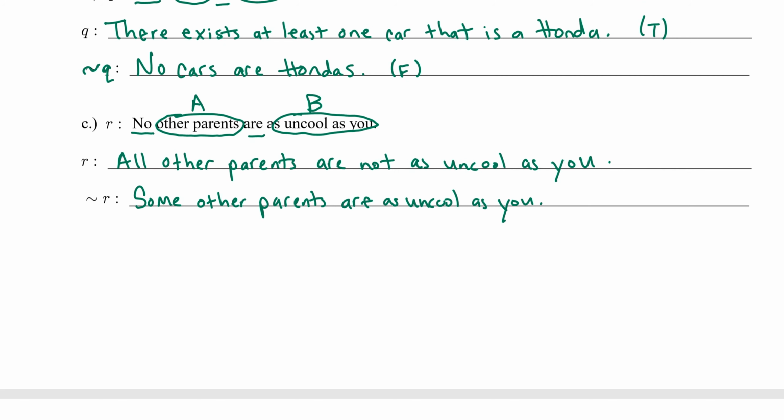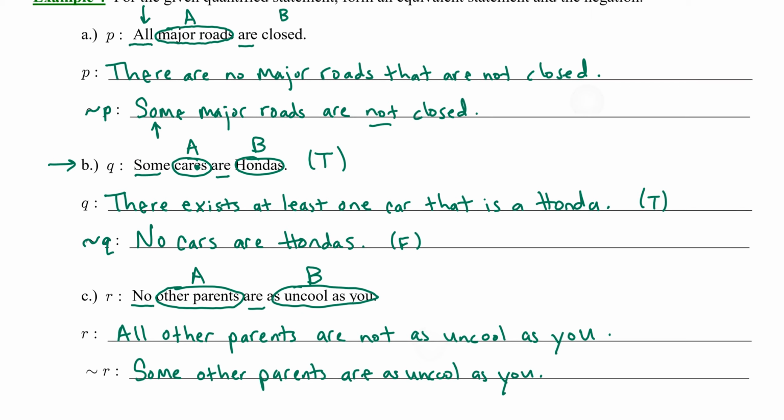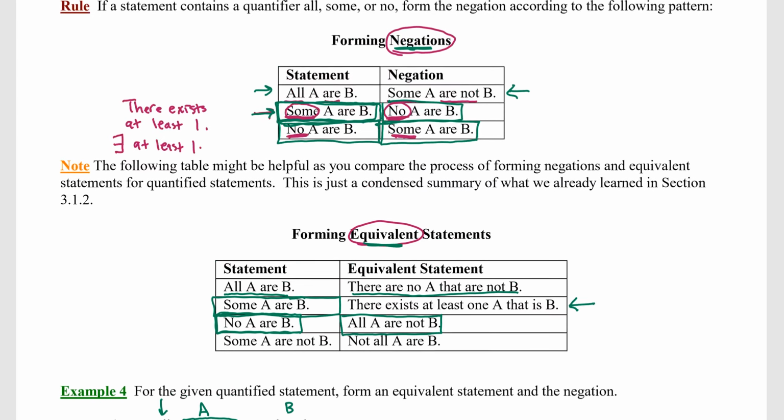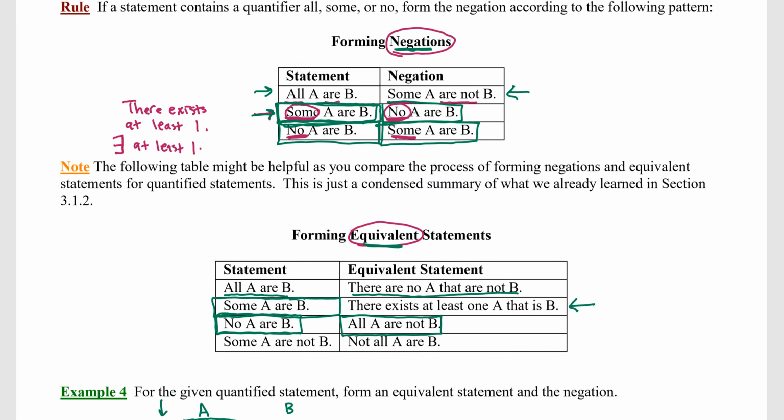So there you have examples of statements, equivalent statements, and negations. Remember, if the statement contains the quantifiers all, some, or no, then we cannot negate them simply by inserting the word not. We have to look at the overall structure of the statement and assimilate either an equivalent statement or a negation in the proper way. So please keep those two tables handy as you go through your homework problems. Look at the overall structure and read carefully and critically.